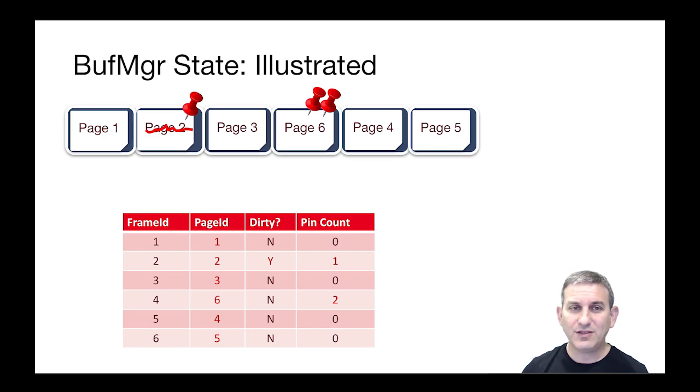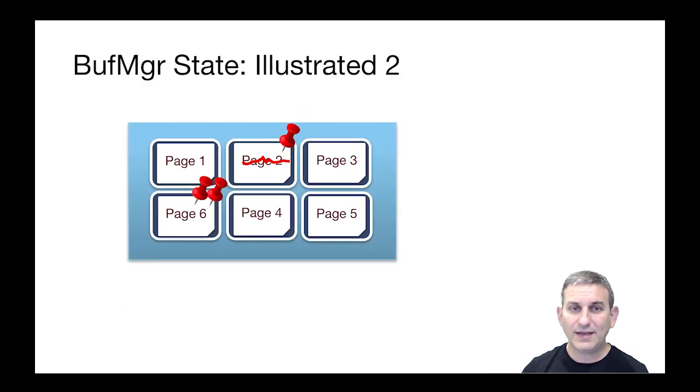And then 2 of these pages have pins in them. Page 2 has 1 pin and page 6 has 2 pins. And you can see that we're keeping track of that in the state in the table below. Okay, so when we draw a picture like this of our buffer pool, hopefully now you understand what information we're keeping in memory that represents this picture.